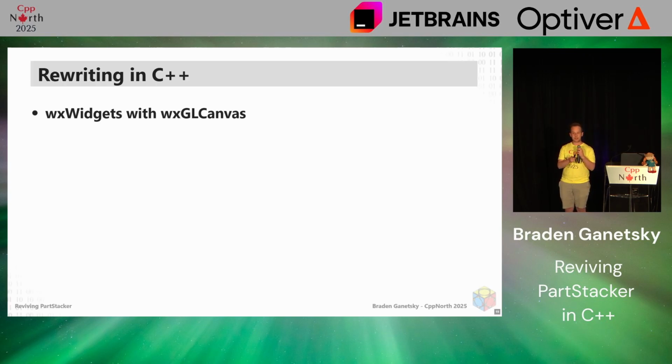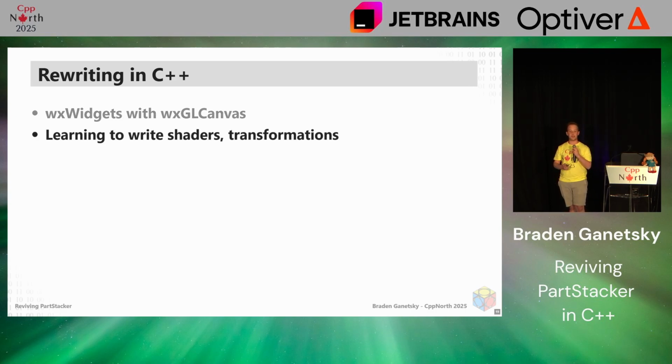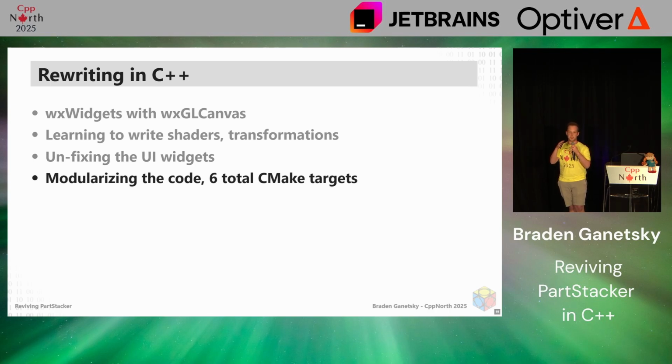Okay, so I used wxWidgets, which I already have familiarity with. I actually really like wxWidgets. I used the GL canvas, which I'd never used before. I learned how to write shaders and transformations. I unfixed the UI widgets that were previously fixed in place, so I could do resizing and dynamic resizing and matrix transformations of the graphics. I modularized the code into 6 CMake targets.